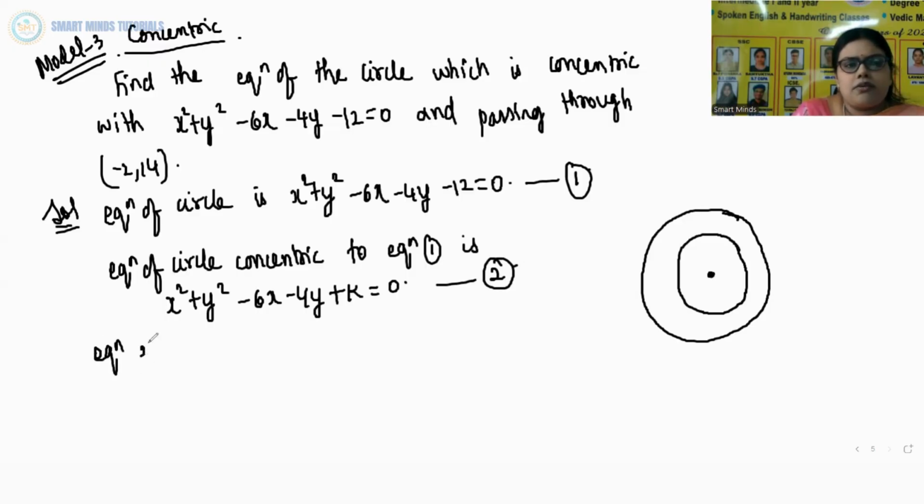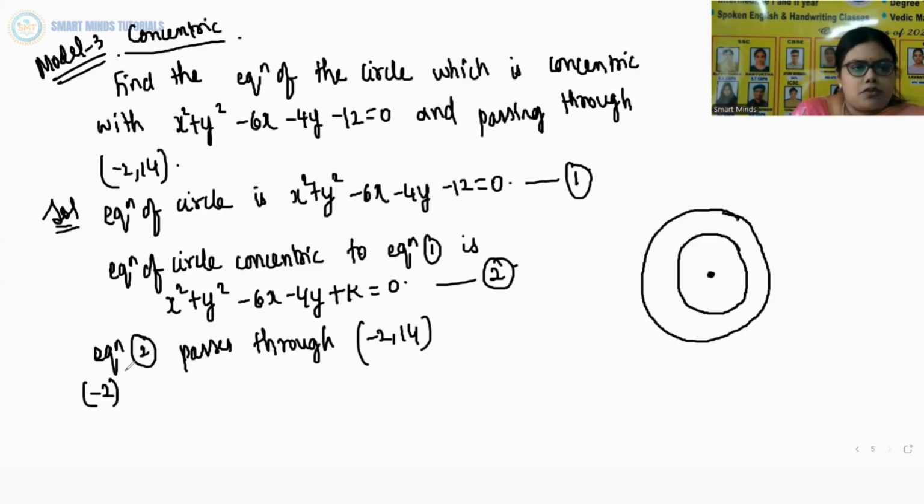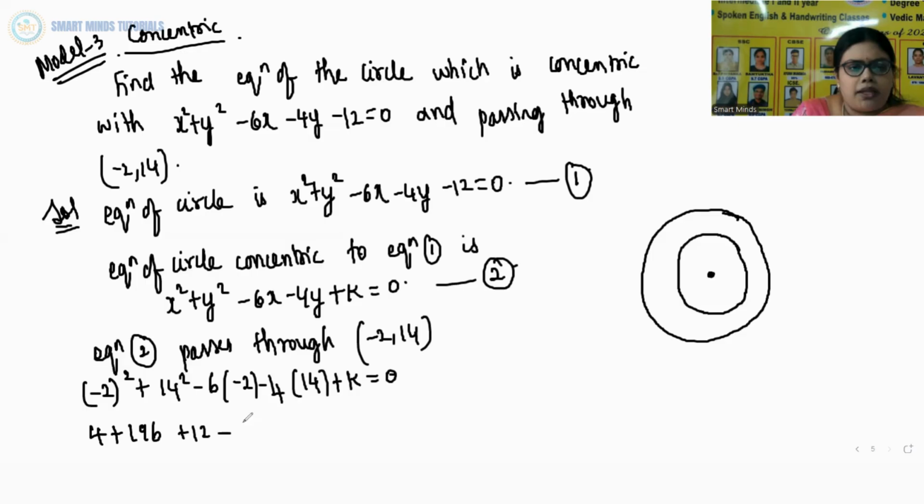Now let's say this equation passes through the given point, minus 2, 14. So in the place of x we substitute minus 2 and in the place of y we substitute 14. So minus 2 square plus 14 square minus 6 into minus 2 minus 4 into 14 plus k is equal to 0. So 4 plus 196 plus 12 minus 56 plus k is equal to 0.